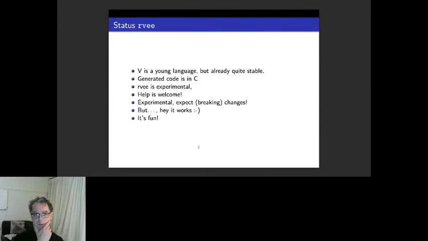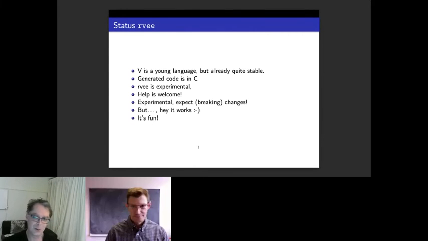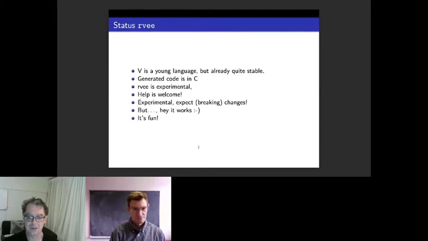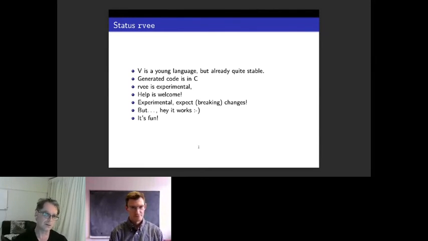So what's the status of RV? V itself is a young language, but it's already quite stable. It's of course tiny in comparison to Rust or Go or C++, really tiny in community, I mean, but it's a nice language. Generated code is in C. RV itself is still experimental, so help is welcome. So expect breaking changes, but it works. And if you generate C code with it, then you can do your thing. And of course, it's fun to write R extensions.